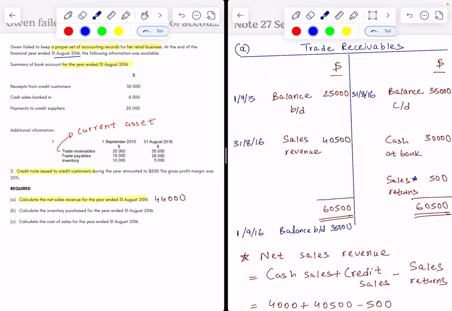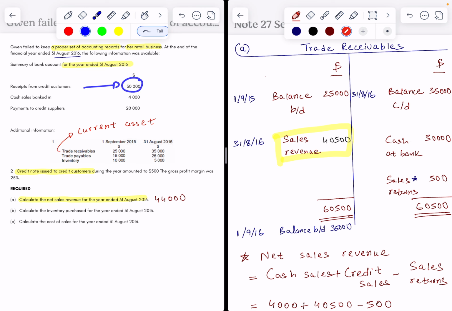Now, our requirement in this question is mainly to find the credit sales, okay? So I've just highlighted that within yellow, and we will find out how to find this number, okay? Now, during the year, based on the information given to us in the second paragraph, you will see that receipts from credit customers of $30,000.